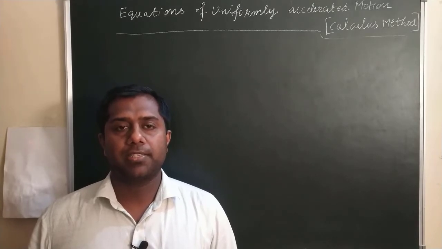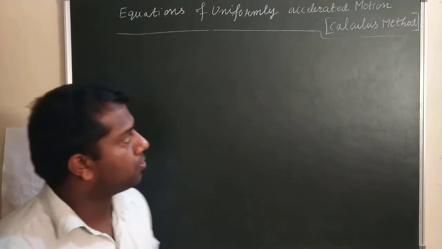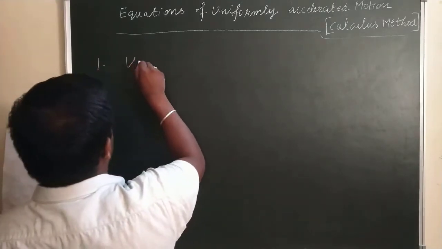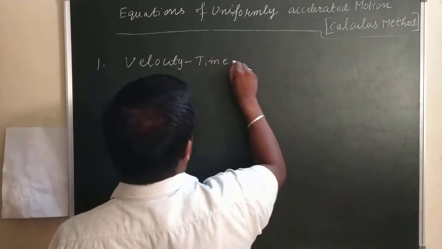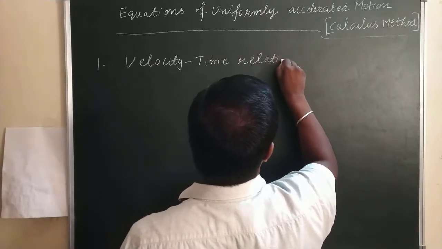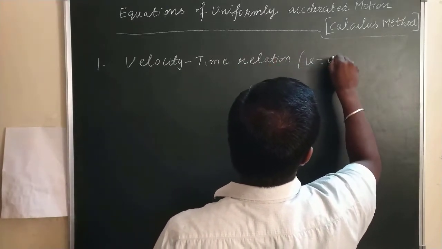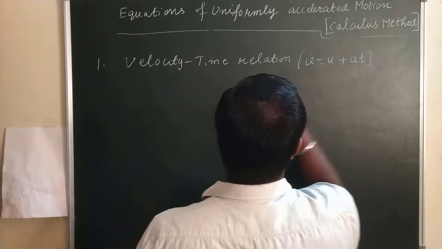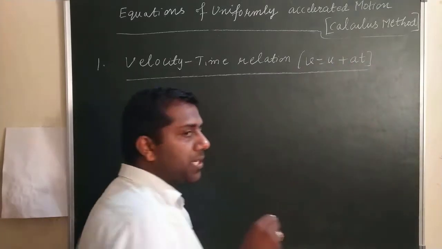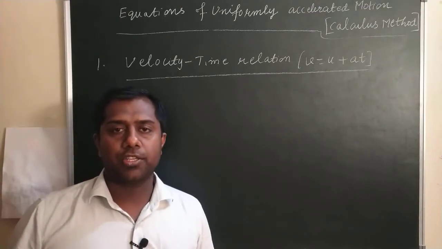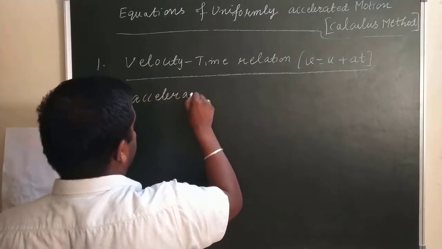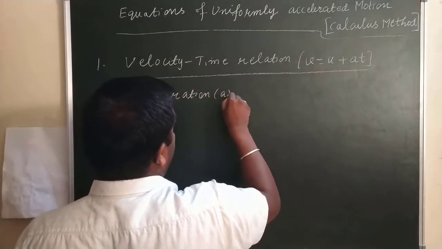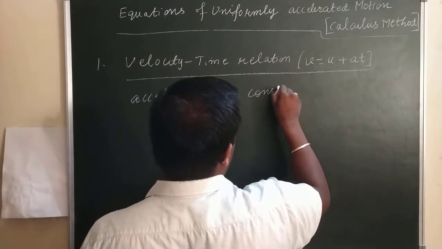In this lecture we will discuss equations of uniformly accelerated motion by using the calculus method. So the first equation is the velocity time relation, and it is written as v equals u plus at. Clear? As the object is moving with uniform acceleration, the acceleration of the particle is constant. Acceleration of the object is constant.